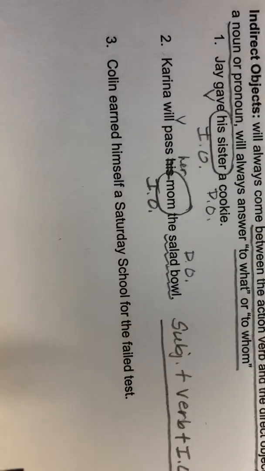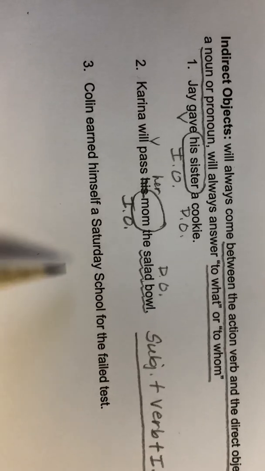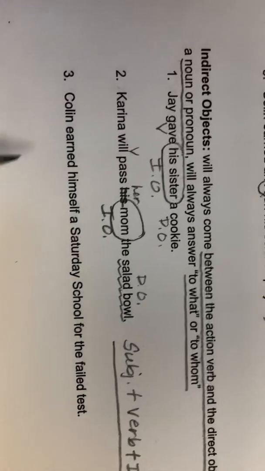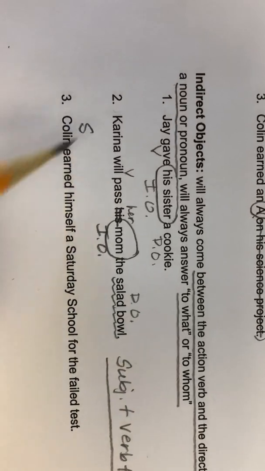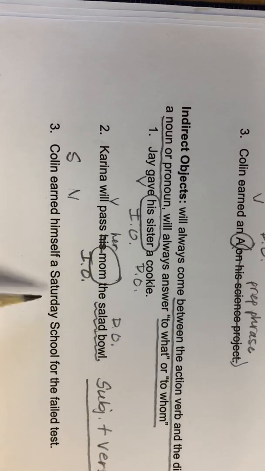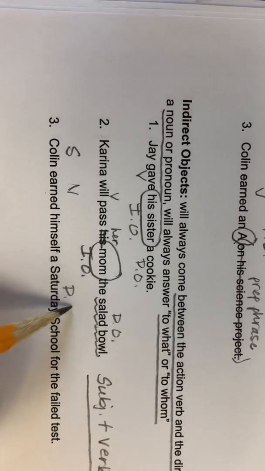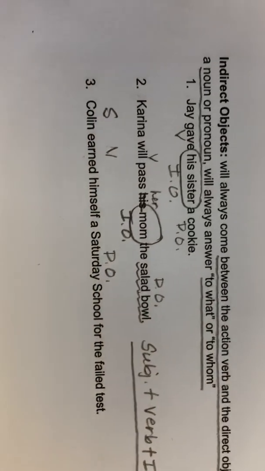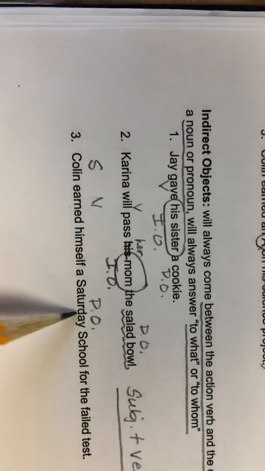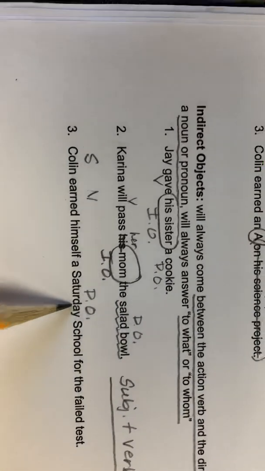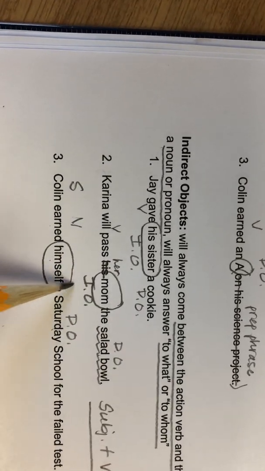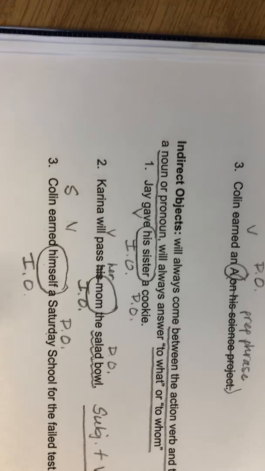Down in sentence number 3, Colin earned himself a Saturday school for the failed test. Poor Colin. All right, so Colin is our subject. Earned is our verb. If I said earned what, he earned a Saturday school. So Saturday school is a noun, right? It answers earned what. To whom was the Saturday school assigned? It was assigned to himself. So that's going to be our indirect object.